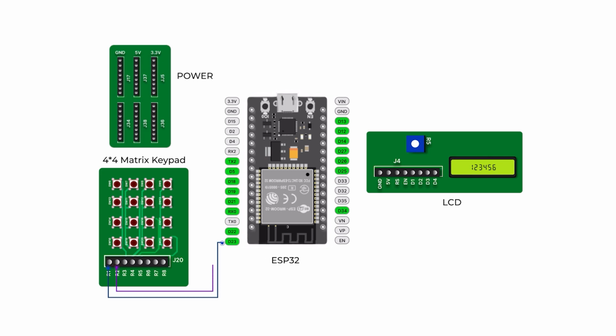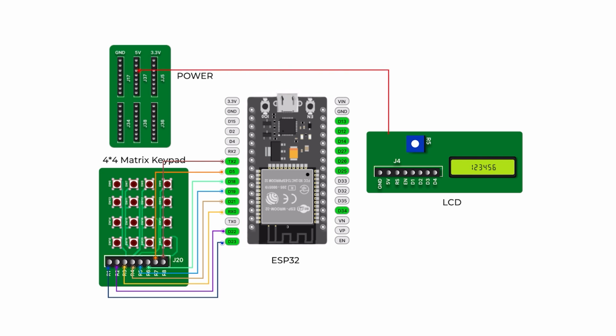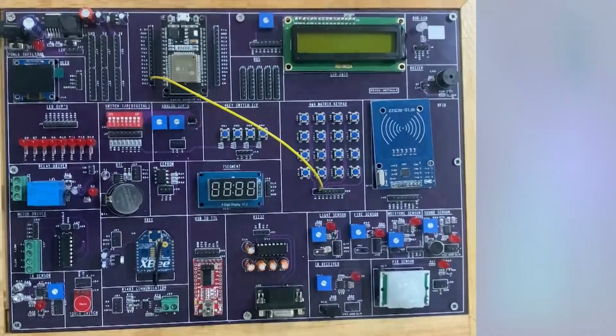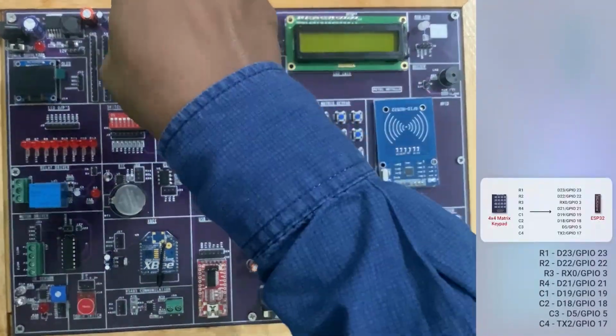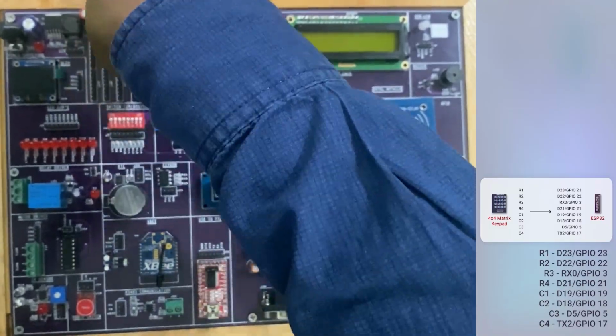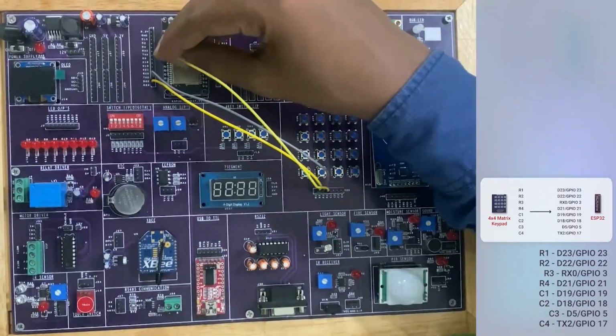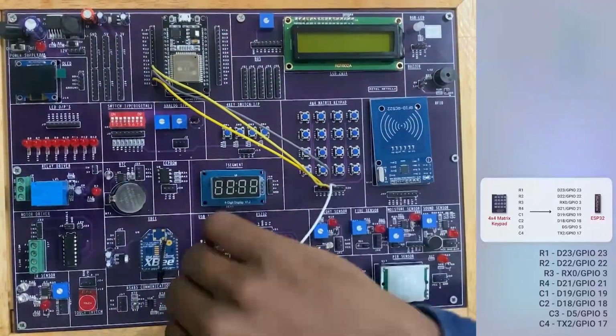Connect the selected input, that is the 4x4 keypad, to the 3.3 volts power pin which is already powered, and connect GPIO 23, 22, 3, 21 for R1, R2, R3, R4 and GPIO 19, 18, 5, 17 for C1, C2, C3, C4. Connect the selected output LCD to the 5 volts power pin and GPIO 13, 12, 14, 27, 26, 25 for the RS, E, D1, D2, D3, D4 pins.